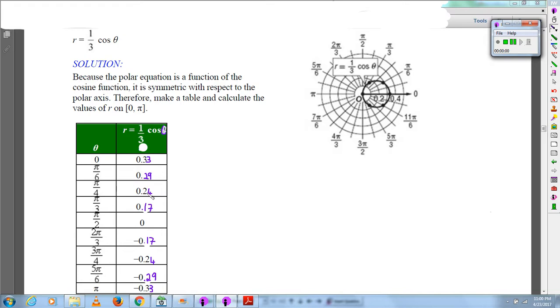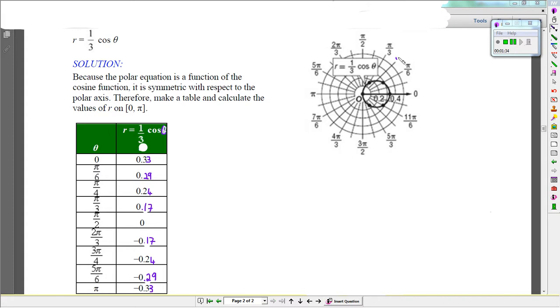Pi over 4, 0.24. So pi over 4 is between pi over 6 and pi over 3. From the center, you will count 0.1, 0.2, so 0.24 will be a little bit more than 0.2 right here. Let's move on to the fourth point. We have pi over 3, 0.17. From the center, you count 0.1, 0.2, so 0.17 will be less than 0.2.